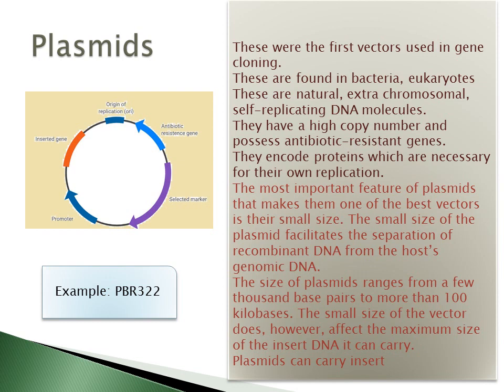They replicate independently due to the presence of an origin of replication. They have high copy number and possess antibiotic resistance genes. They encode proteins which are necessary for their own replication. Plasmids are 1 kilobase pair to 200 kilobase pairs in size, which have a limited number of genes. The most important feature of plasmids that makes them one of the best vectors is their small size. The small size of plasmids facilitates the separation of recombinant DNA from the host genomic DNA.